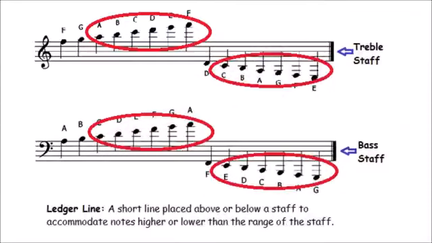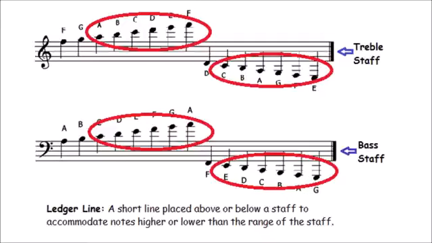Ledger lines. Let's say we want to play higher or lower notes than what the bass and treble staff cater for. How will we achieve this? Where will we place these notes? After all, there are many more notes on a musical instrument than the few notes we looked at earlier. To accomplish this, ledger lines are used.